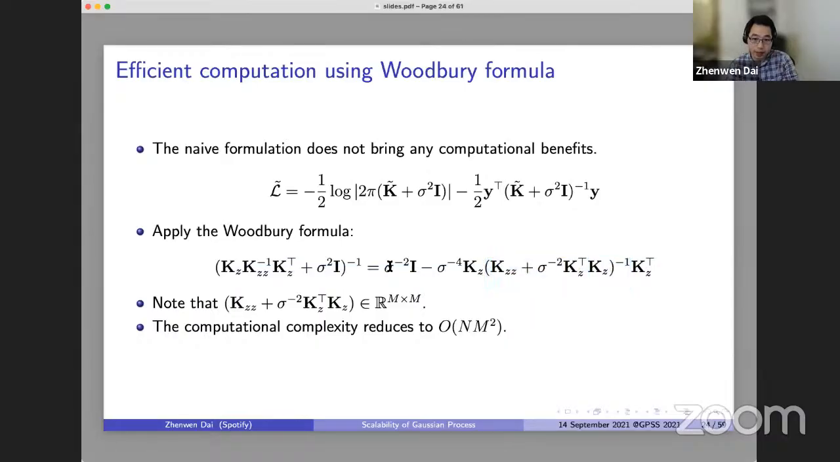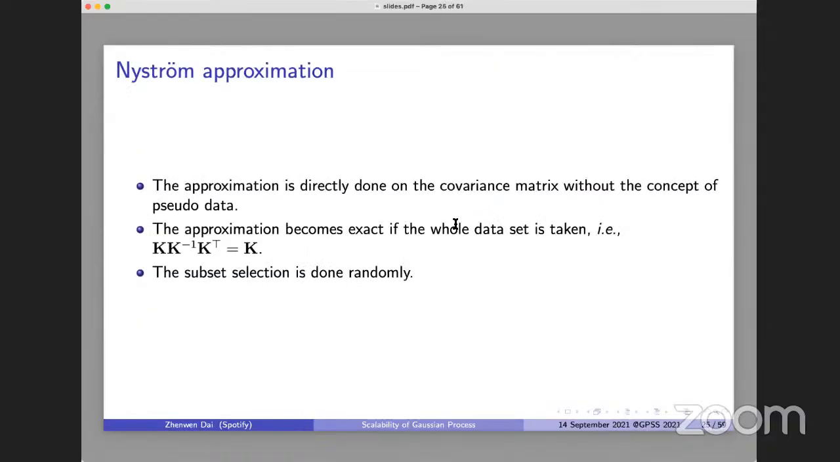So if we plug this formulation into the above equations, this time we only need to invert this m by m matrix instead of the original n by n matrix. But the y, for example, is still an n vector, so we can reduce the complexity from the original n cubic to n m squared. Make sense? Cool.